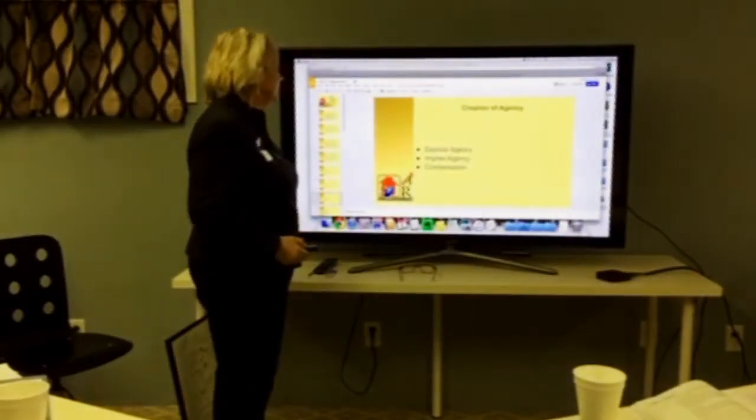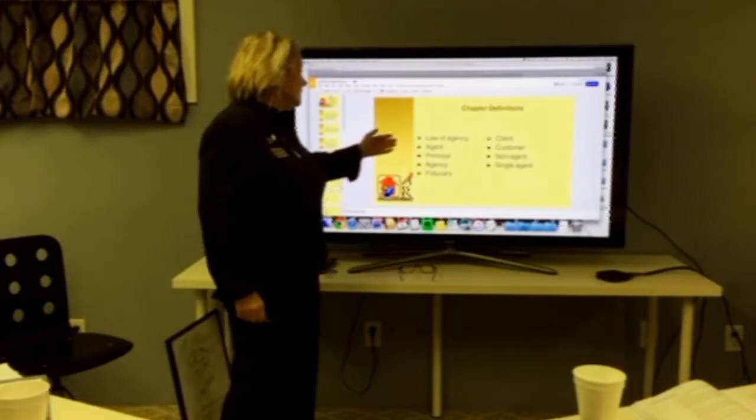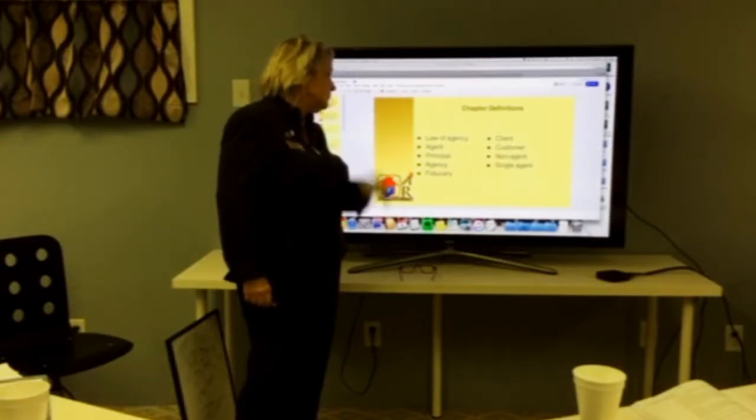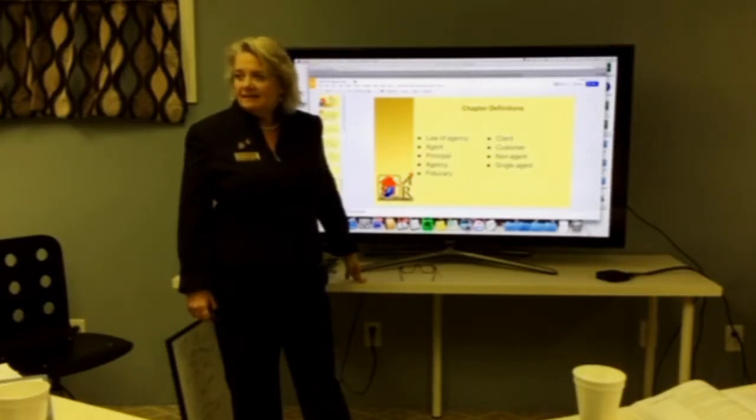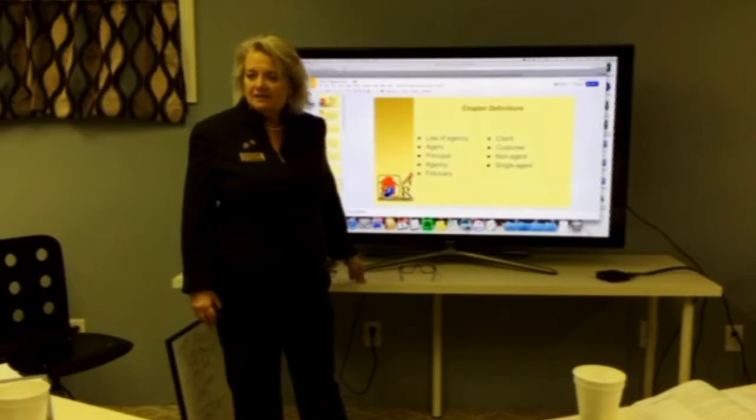So I'm going to just go through them because I think it's important. An agent is a person that is working with somebody. So that's a pretty broad definition. What does it say in there for your definition?